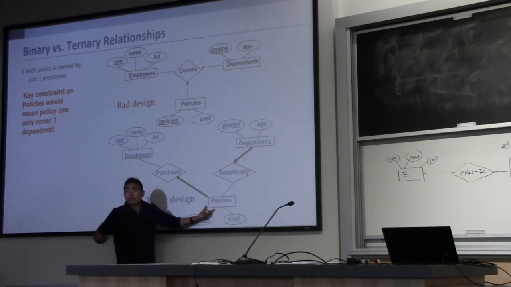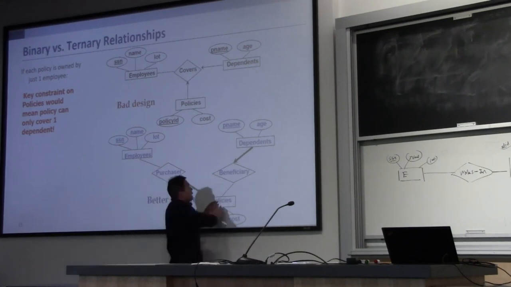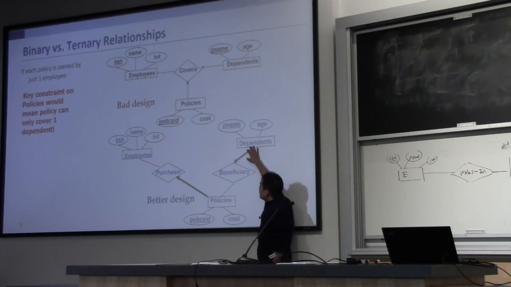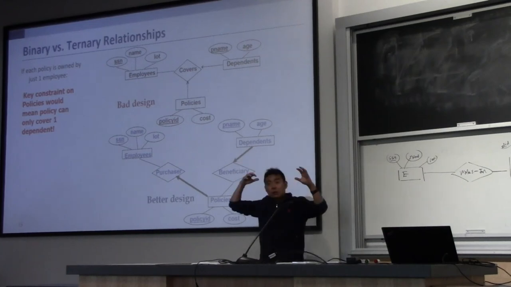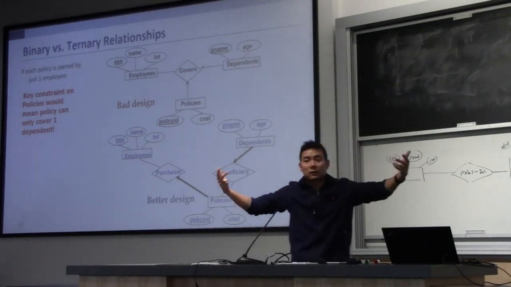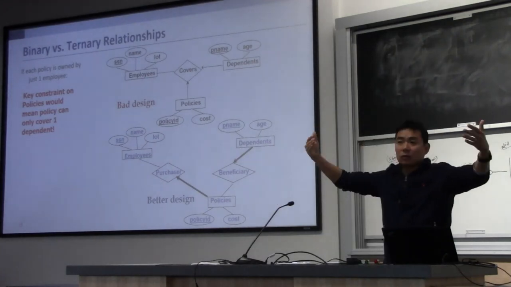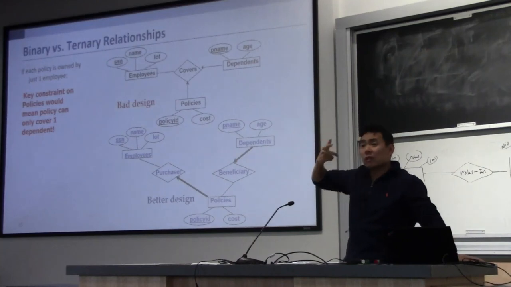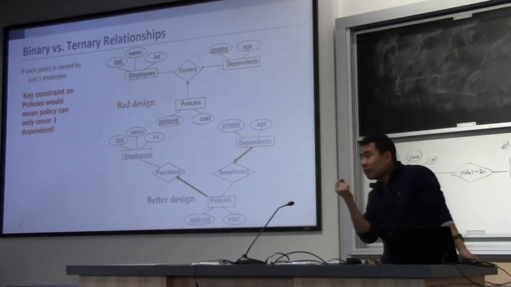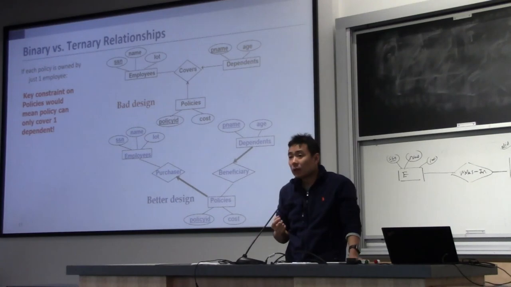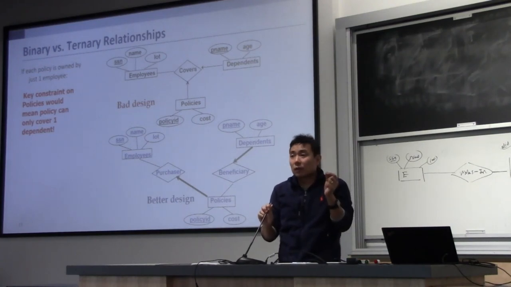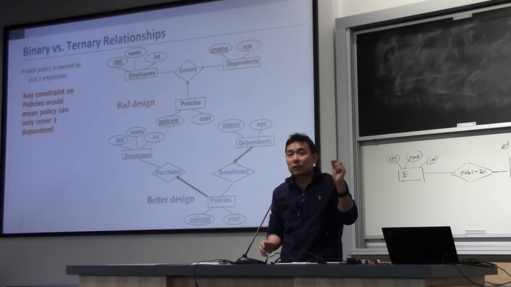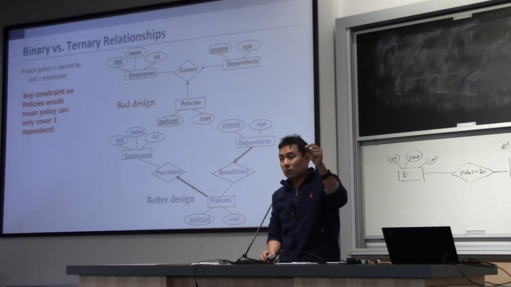So I only keep around those policies that employees are actually interested in. If you have a policy nobody cares about, I don't care. Do not see my data. And the policy now can in turn cover multiple dependents, one-to-many. So using two binary relationship sets, I can achieve what the ternary relationship was not able to do. So this example tells you, in some scenarios, a ternary relationship set will not satisfy what you want to do, so you have to use two binary relationship sets.